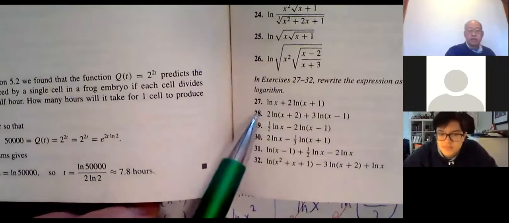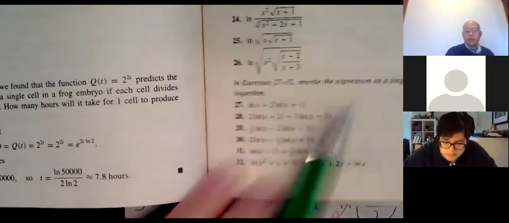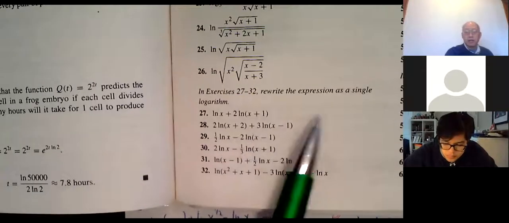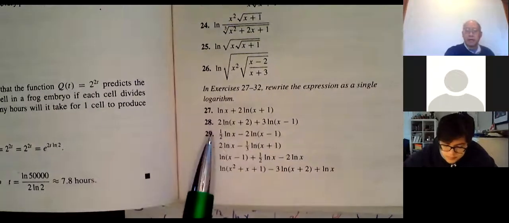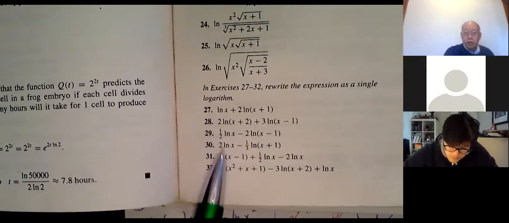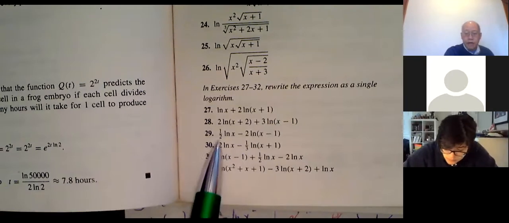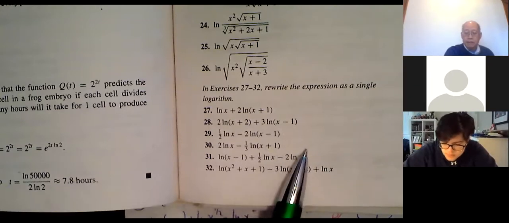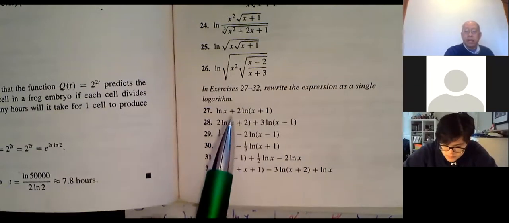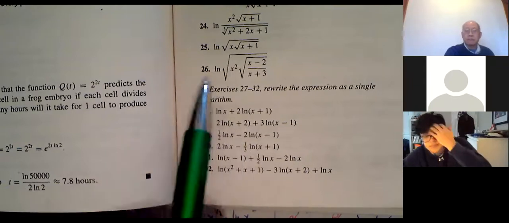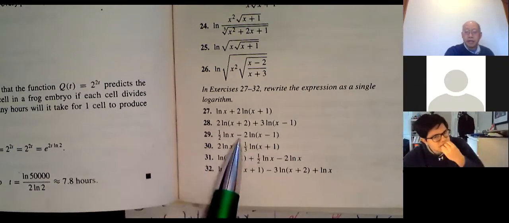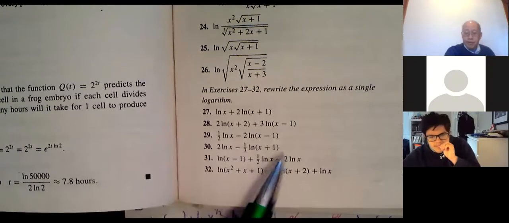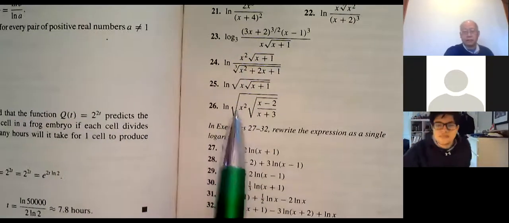Now, 27 to 32, they want you to go the other way. Rewrite as a single log. So we're going backwards now. Take all the coefficients, like 2, 1/2 and 1/3, make them climb back up, bring them back upstairs, and then take care of the plus and minuses. Pluses are products and minuses are quotients. So bring it together. We're doing the exact opposite of this, that's all.